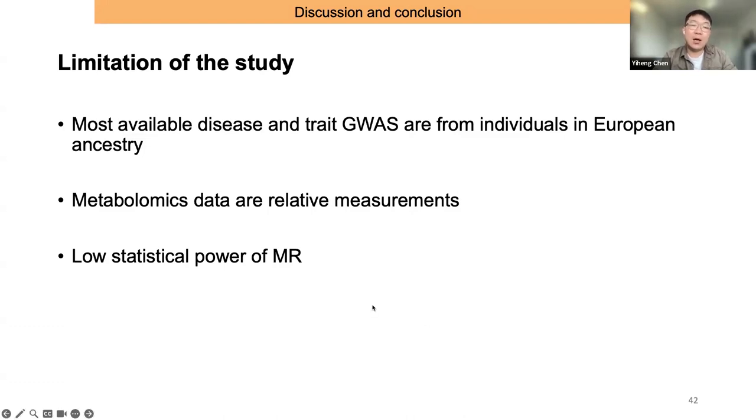And lastly, MR uses genetic variants as the instrument to check the effect of exposure on outcomes, and usually the genetic variants can only explain a part of the variance of your exposure. That can lead to low statistical power of the MR approach.